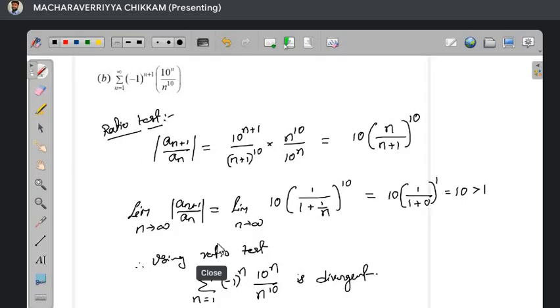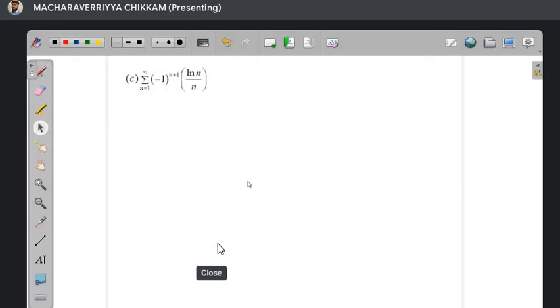Alright. Now let's move on to one more problem. How about this one? Is it absolutely convergent, conditionally convergent, or divergent? Try to conclude. For your information, here the ratio test and root test both will fail. If the ratio test gives a limit of 1, the ratio test fails to conclude.